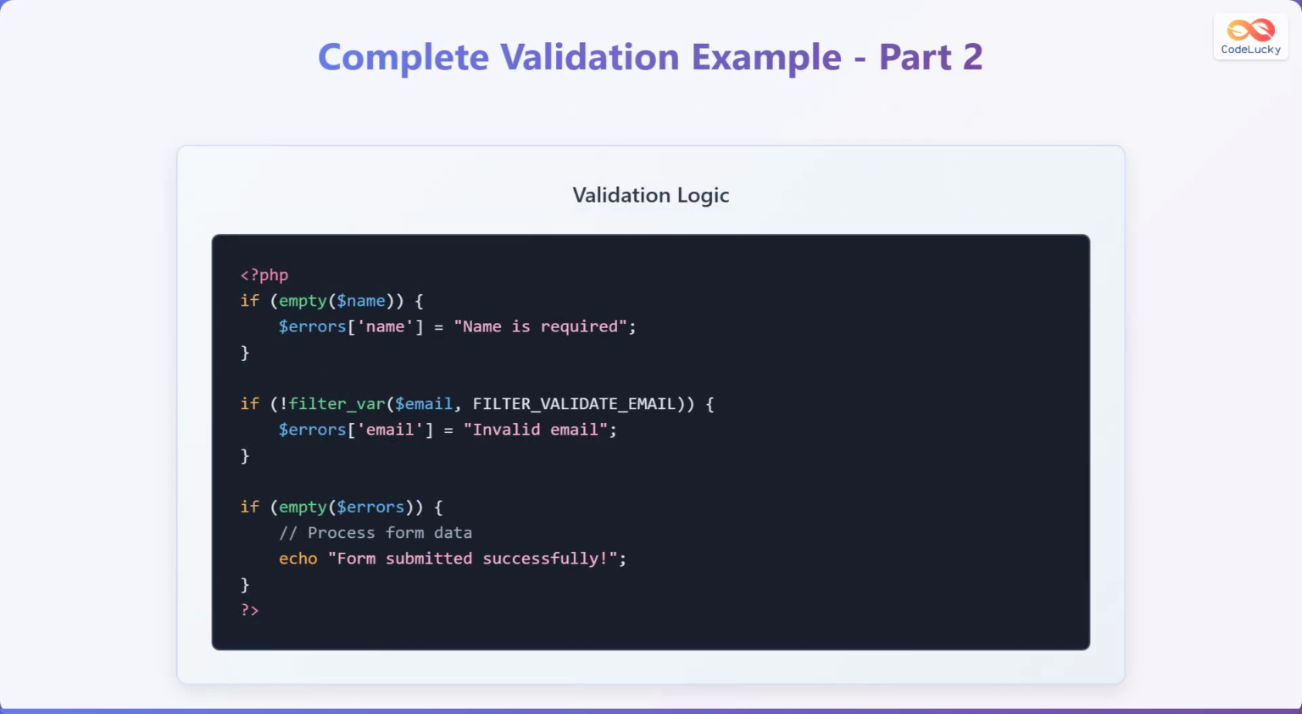Let's continue with the validation logic. If the name field is empty, add an error message to the errors array, indicating that the name is required. Then, use the filter_var function with FILTER_VALIDATE_EMAIL to check if the email is valid. If it is not, add an error message to the errors array. Finally, check if the errors array is empty. If it is, process the form data and echo a success message.